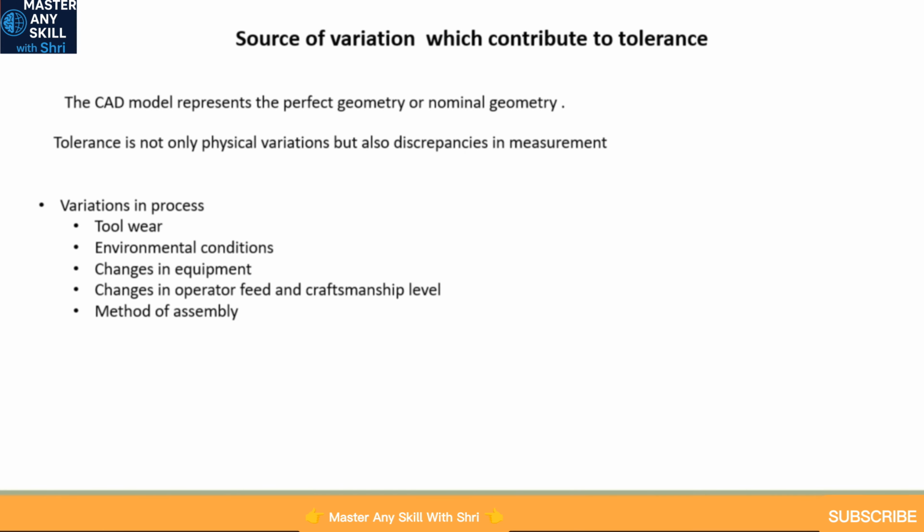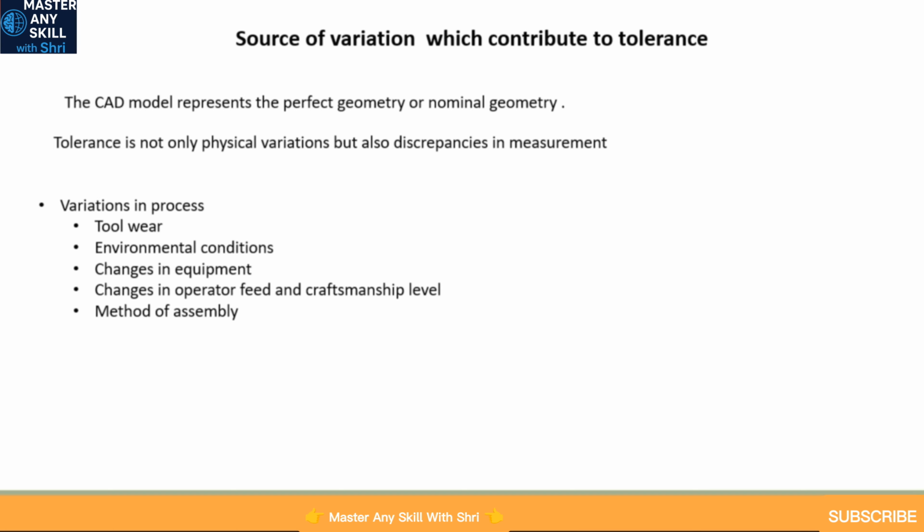The variation in process can include tool wear. Let's say, for example, you are machining a part, you are turning, and you are using a cutting tool. That cutting tool, say after 1,000 pieces have been manufactured, will become worn out. And if we are using the same tool, then dimensional variations will start to occur on the parts which are being manufactured, and hence that will affect the tolerances.